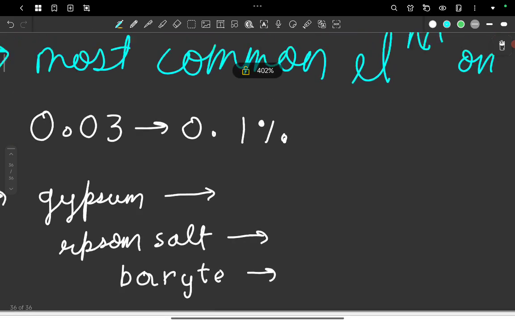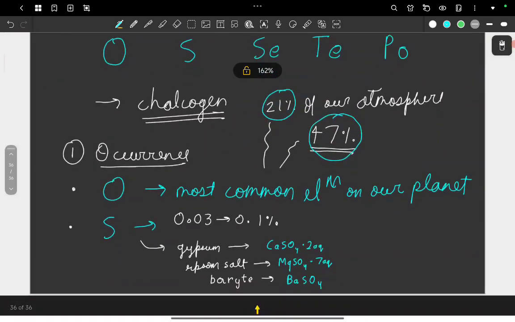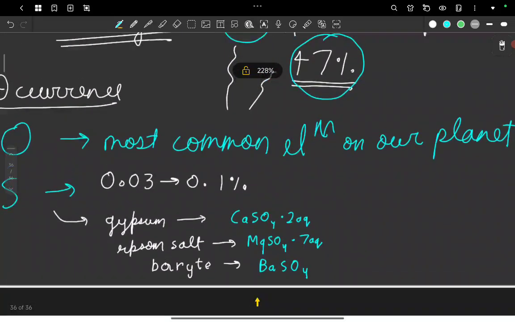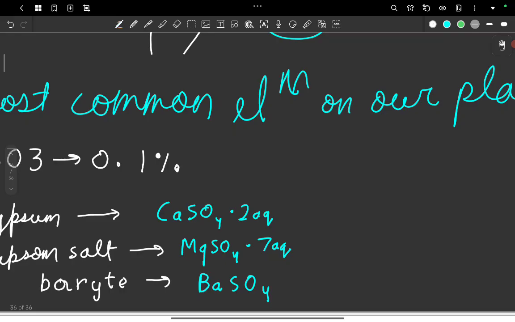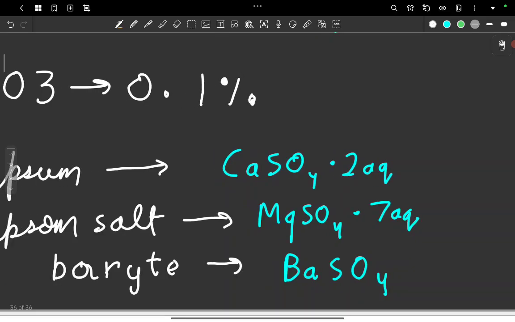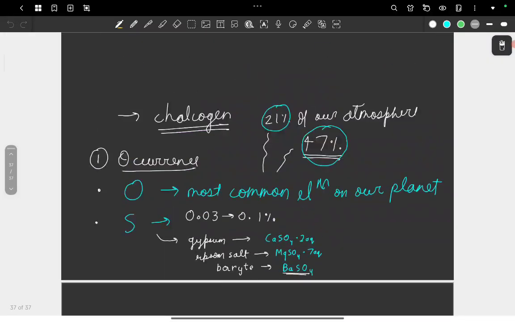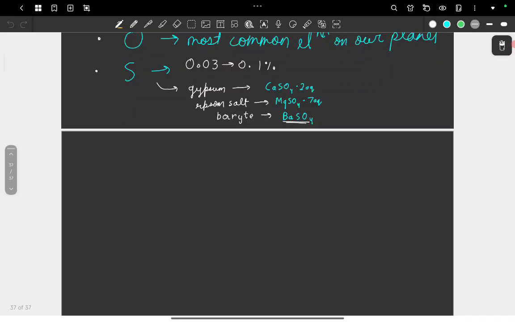Gypsum is basically calcium sulfate with 2 waters of crystallization. Epsom salt is magnesium sulfate with 7 waters of crystallization. And barite is just BaSO4 with no waters of crystallization. In salt analysis, you are going to read a test which is called the barium water test. You will study this in advanced level salt analysis, and I think it uses BaSO4, but I am not sure. So you don't have to remember what I said.